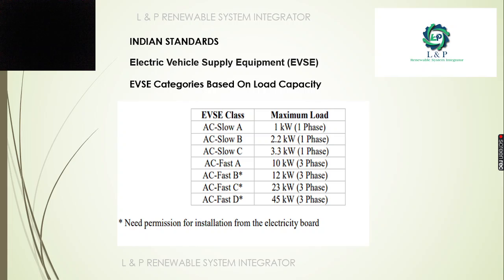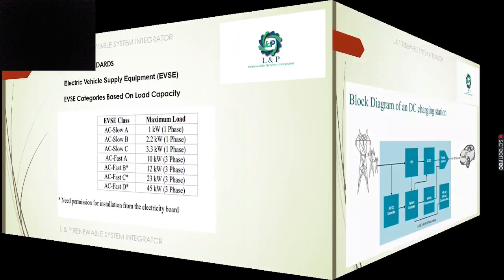So in the electric vehicle supply equipments category, based on the load we have different classifications. For example, if you plan to do slow charging, we can use AC slow A, B, C. A will be 1 kilowatt, B will be 2.2 kilowatt, and slow C will be 3.3 kilowatt. All these three are single phase. And if you are planning for fast charging, then you have to go for 3-phase supply. The 3-phase supply minimum starts from 10 kilowatt and extends up to 45 kilowatt.